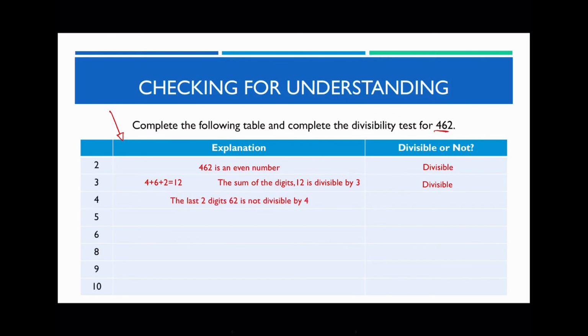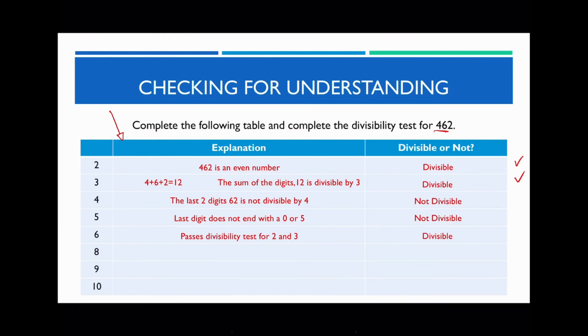To test whether this is divisible by 4, we look at the last 2 numbers, so 62. 62 is not divisible by 4, so we will say this is not divisible. For 5, this doesn't end with the number 0 or 5 at all, so this is not divisible. Is 462 divisible by 6? To do that, it must pass the test for number 2 and number 3. In this case, it did. So therefore, this is considered to be divisible.